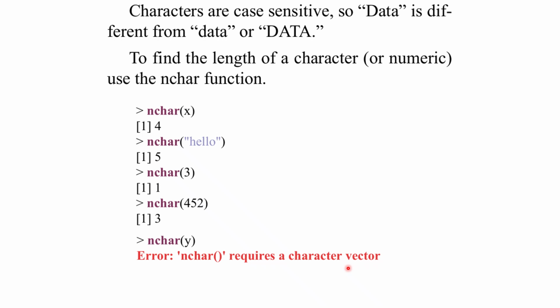So this is about types of data: numeric data, integer data, character data, and factor data. These are the four data types available in R.